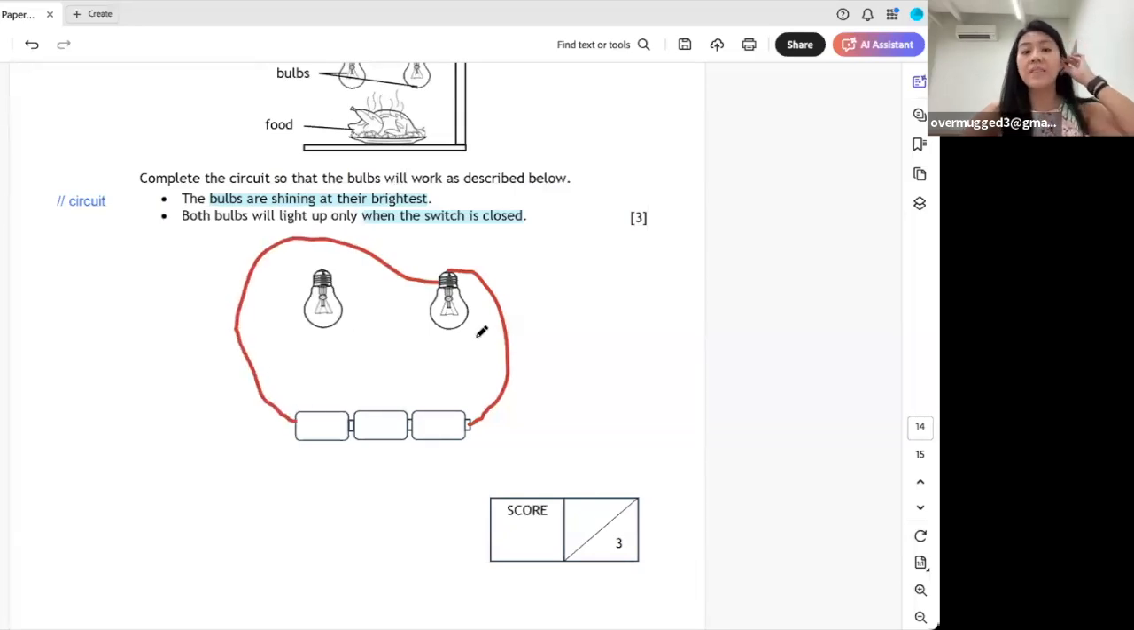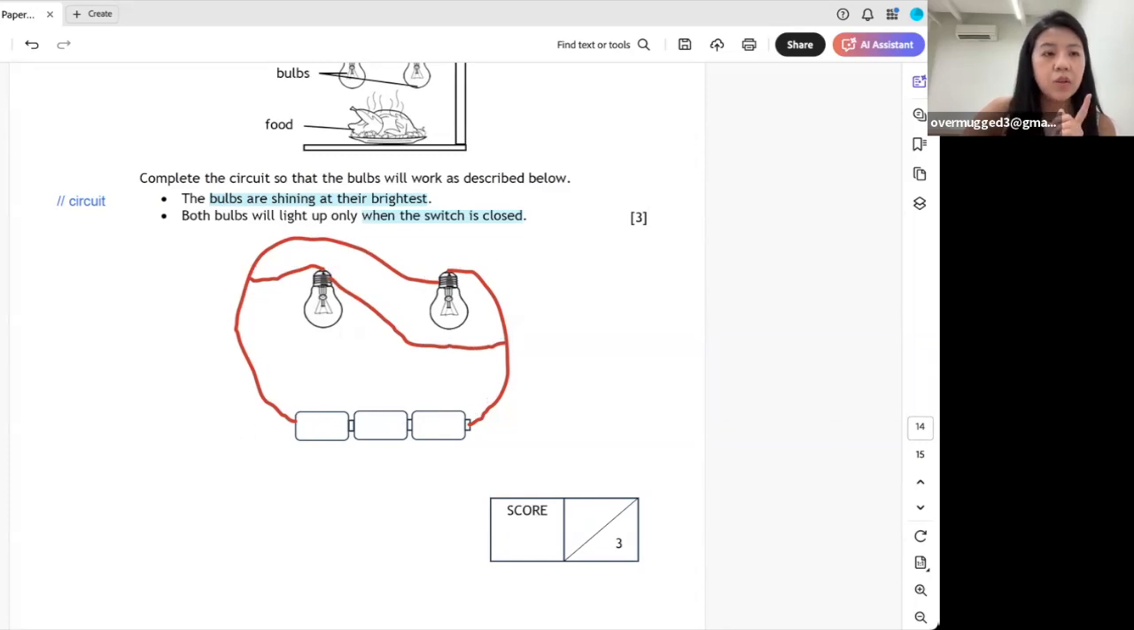Okay, so this will give me 1 circuit already. Now for the next bulb, for it to be in a parallel circuit, what I will do is I will just join it here to this wire and then over here to this wire. Can you see the parallel circuit? If you're not sure, you can trace with your pen. This will be 1 circuit, this will be the other circuit.